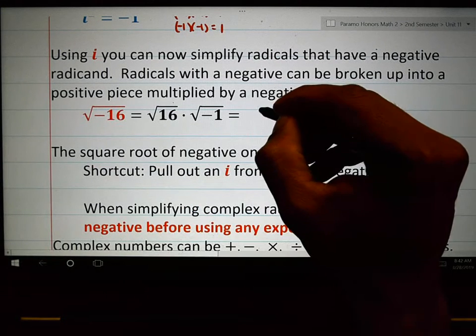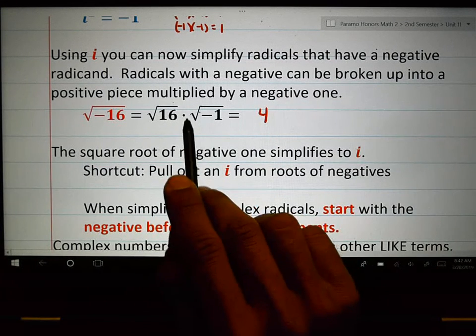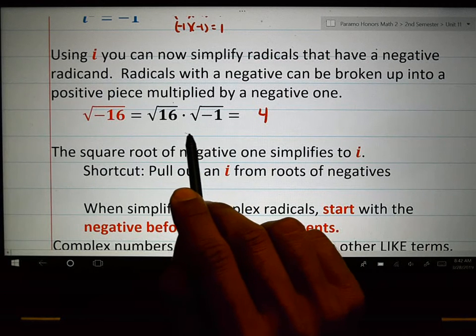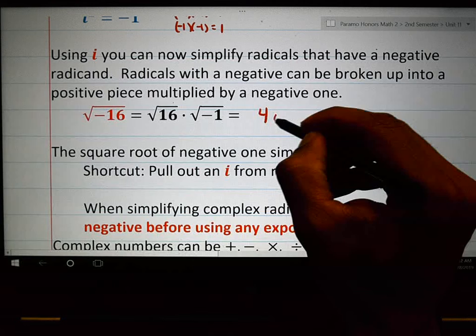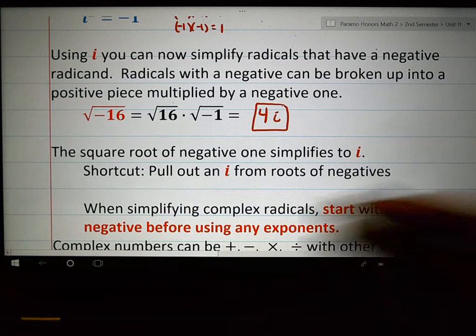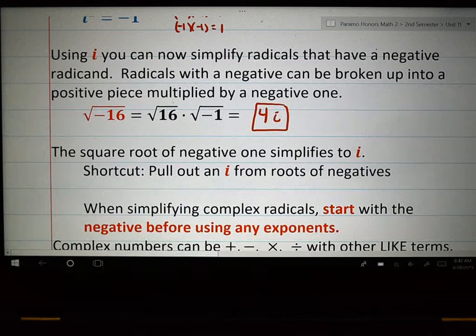4. And I just gave you a definition of what this is going to simplify to. The square root of negative 1 is going to simplify to what? Say it out loud. i. So guess what this simplifies to? 4i. That's going to be our imaginary answer, 4i.